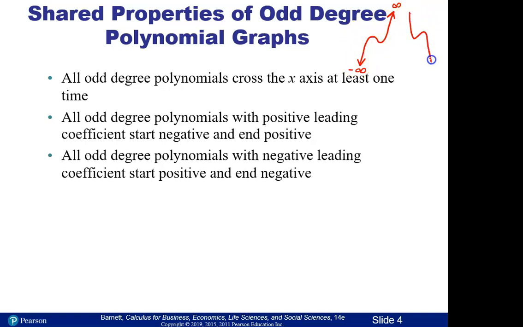If I look at one like this, this one would have a negative leading coefficient, because this one starts at positive infinity and ends at negative infinity. So the leading coefficient and the degree are important as far as the shape of the polynomial.